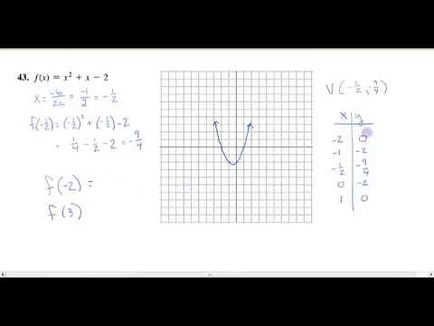F of negative 2, of course, was 0. That was in the table. F of 3 we didn't have in the table. We can do that quickly here. 3 squared is 9, plus 3 is 12, minus 2 is 10.